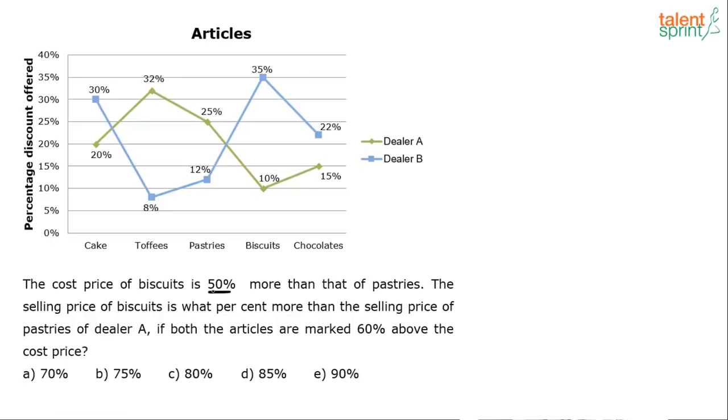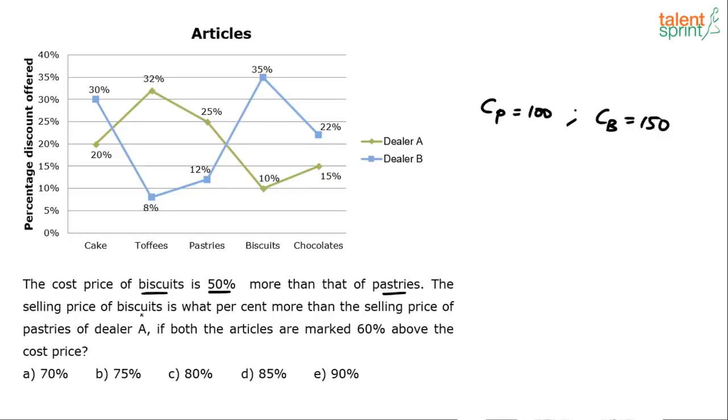The cost price of biscuits is 50% more than that of pastries. So let's assume the cost price of pastries is 100. The cost price of biscuits is 150. This part is done. You don't have to revisit this statement. Cost price of biscuits is 50% more. So if pastries is costing 100, biscuits will cost 150.